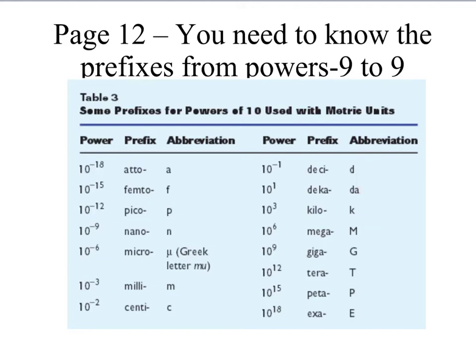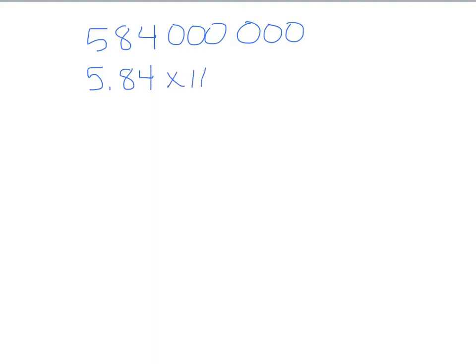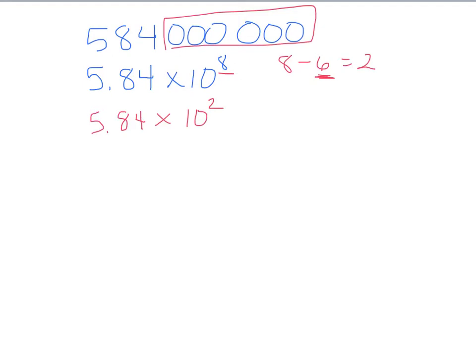So let's look at a real quick example of that with our same number that we had just a second ago of 584 million. So we already know if we write that in scientific notation, it's 5.84 times 10 to the 8th. And now if we want to use a prefix, we just need to look for a power of 3, excuse me, a multiple of 3. So here, 8 minus 6 is 2. So we're going to rewrite this as 5.84 times 10 to the 2. And now where this other 6 zeros went, we can write it as the prefix.